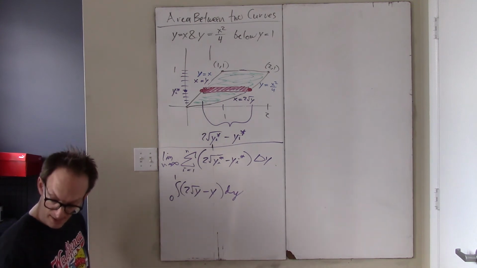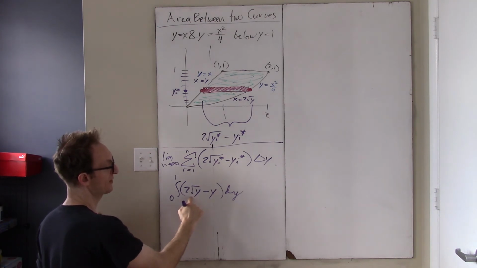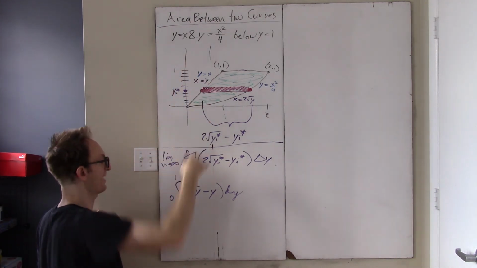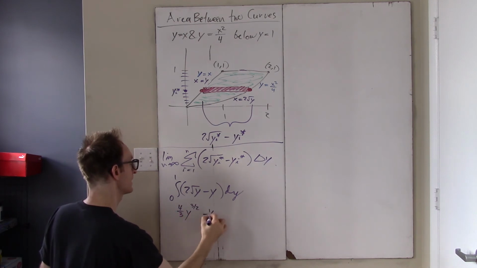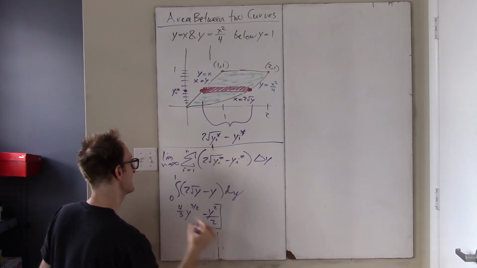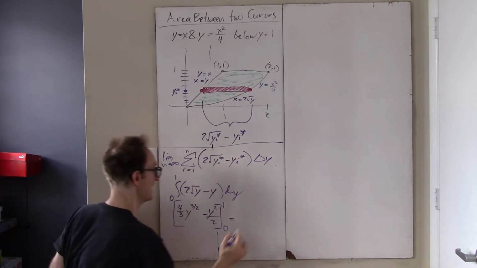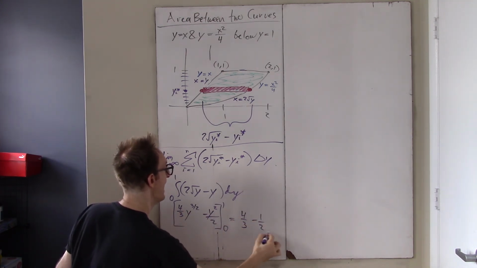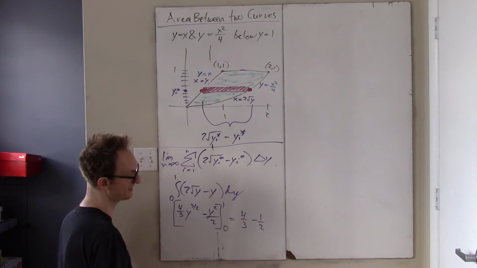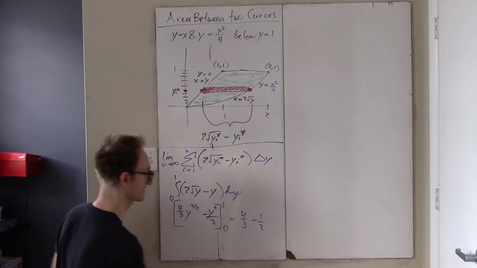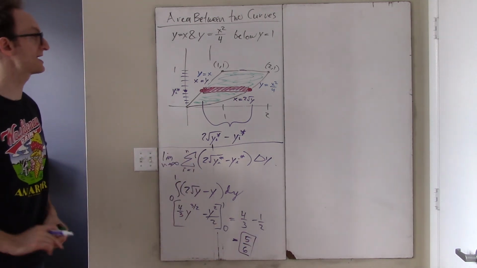And now we just do it. What's the antiderivative of y to the 1/2? You go up a power to 3/2, and you divide by that, so this becomes 4/3 y to the 3/2 minus y squared over 2, and that is evaluated at 1 and 0. And so what we get is 4/3 minus 1/2. The other ones are just 0. So whatever that is, 8/6 minus 3/6 is 5/6. Did I do that right? I probably did. Okay, and so that's the answer to this problem.